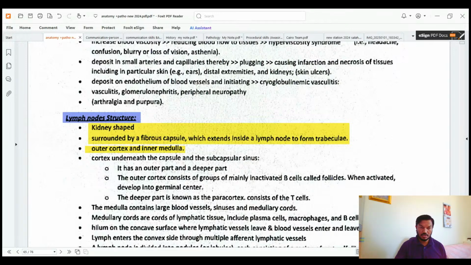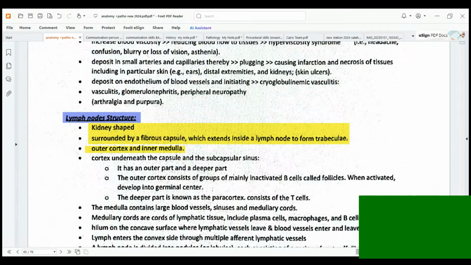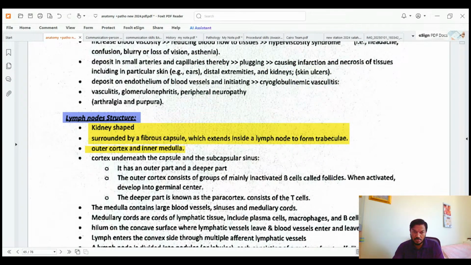The cortex lies underneath the capsule and the subcapsular sinus.